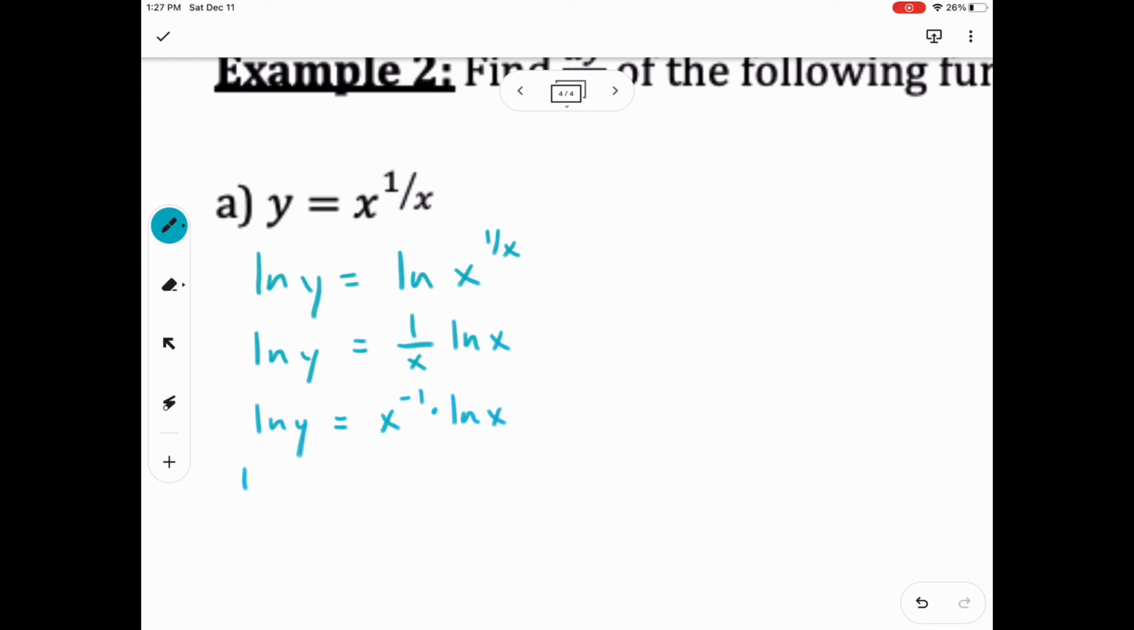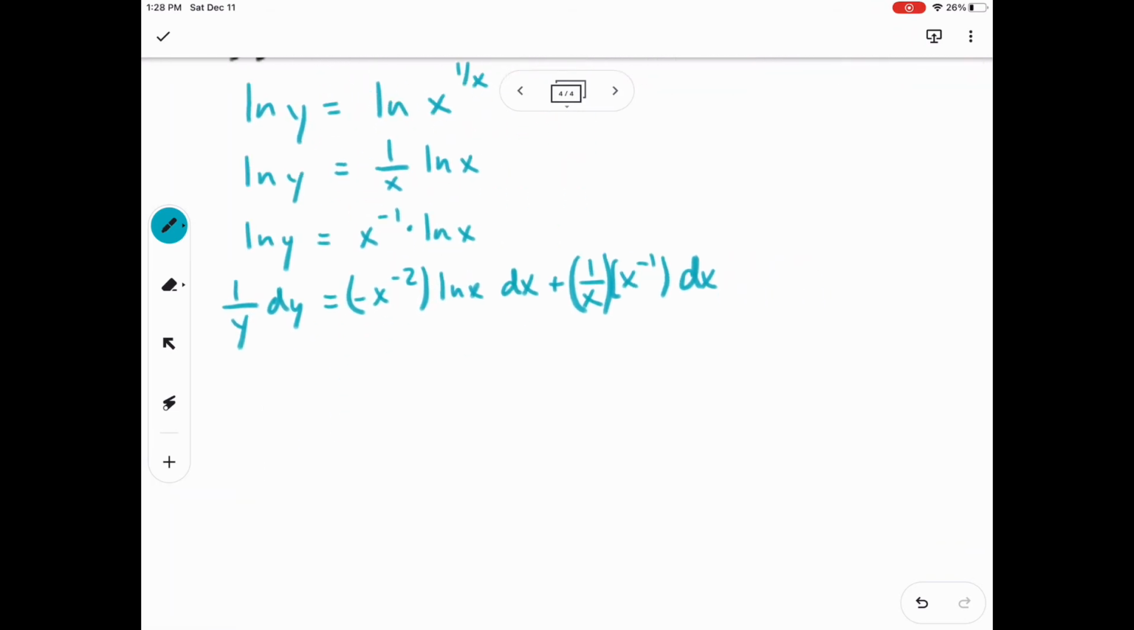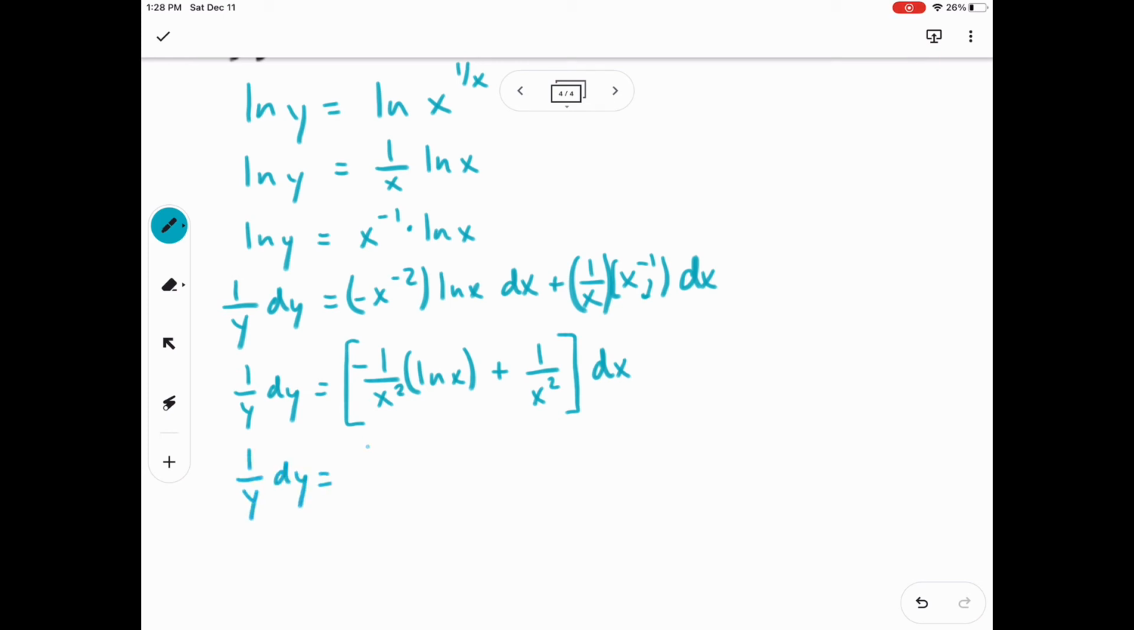I'm going to change that to x to the negative first, which makes it product rule, but it's really simple to take the product rule there. So derivative of the first times ln of x, and then derivative of the second, which is 1 over x times x to the negative first. And then I'm going to simplify. Notice I have dx on the right for both of those, and then it's 1 over y on the left because it's ln of y. And so here I'm going to simplify a little bit. I'm also able to factor out a 1 divided by x squared for both of those terms.